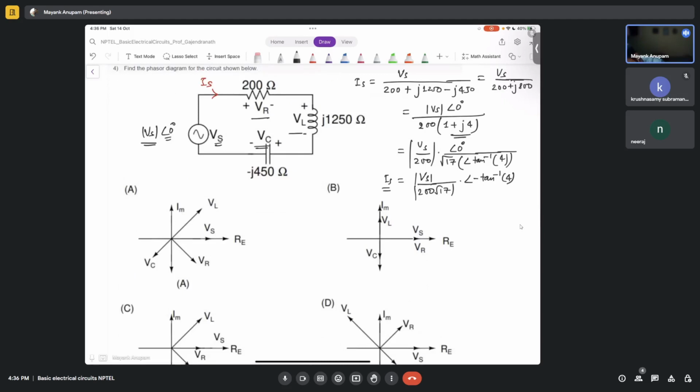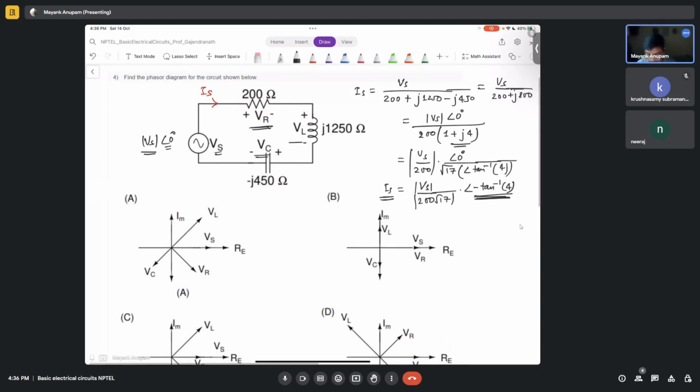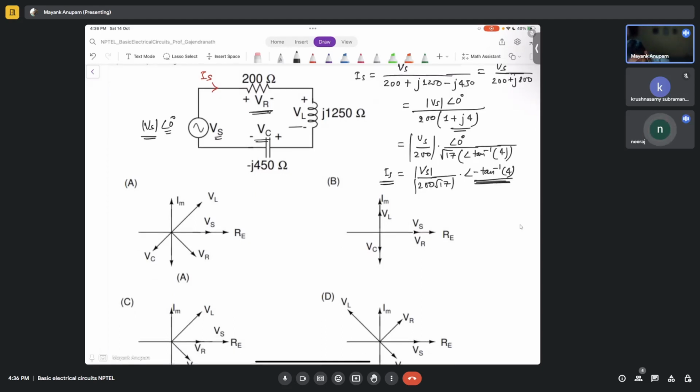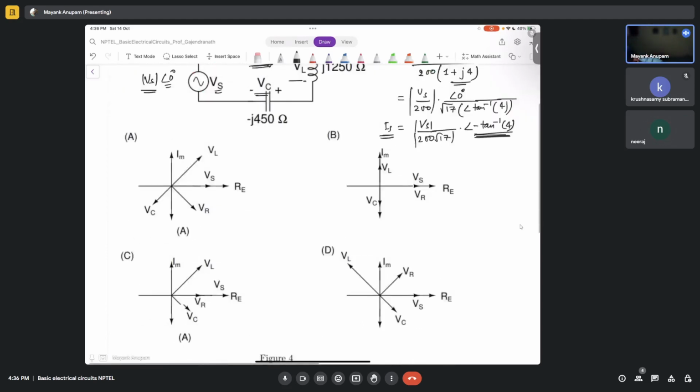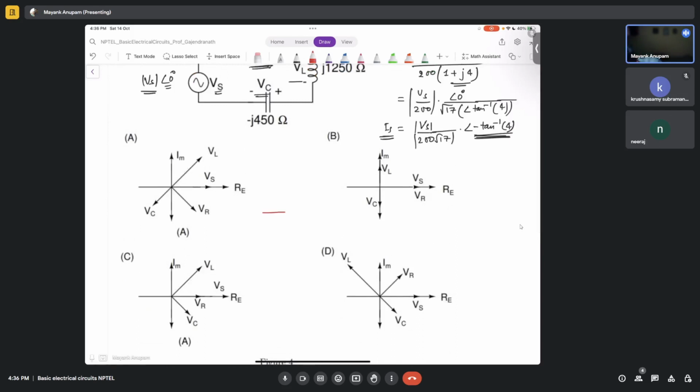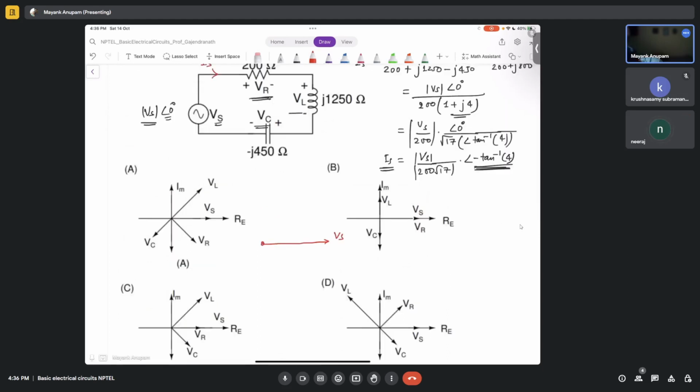So the current is supposed to be below the reference phase. Current is at negative phase, you see minus of tan inverse 4. So if the current has the negative phase, what will the phase of voltage VR be? It will also be negative, right? So if we have IS and VS like this, VR should be below, somewhere like this. VR should be here, right?